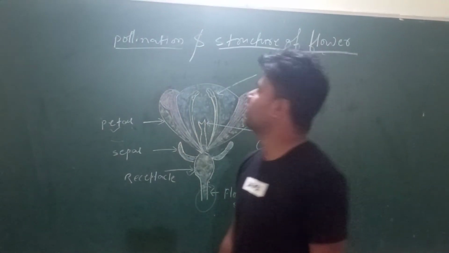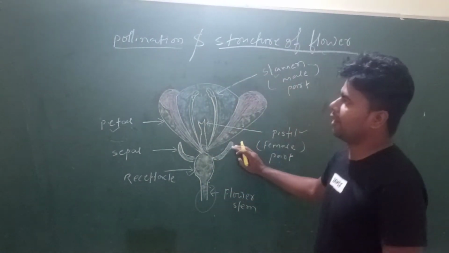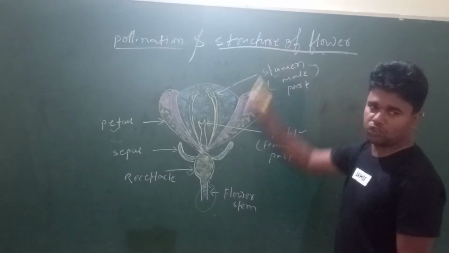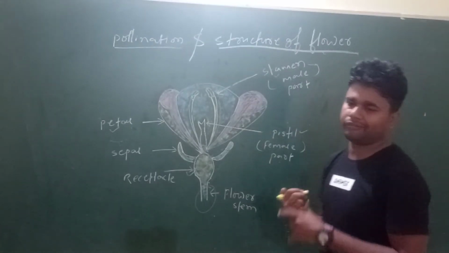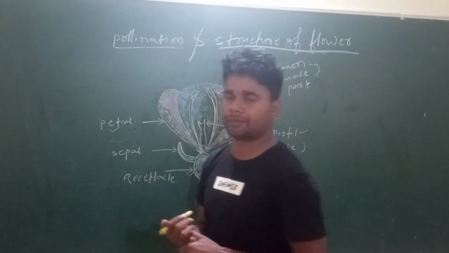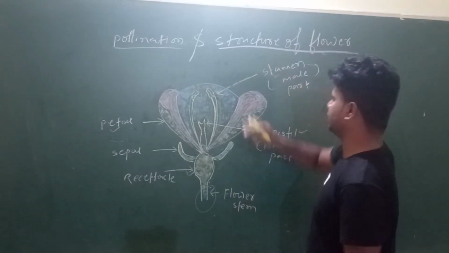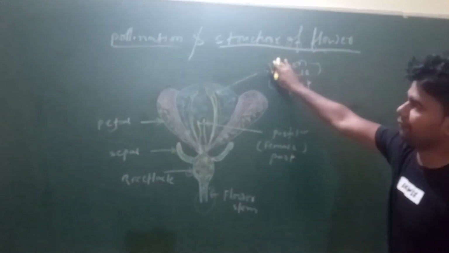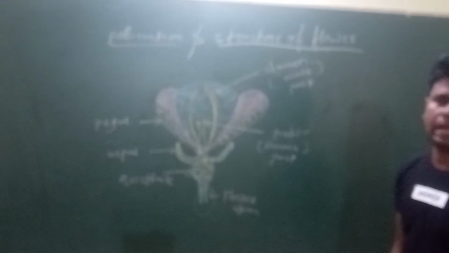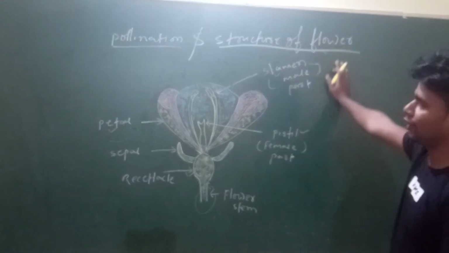Okay, today we have to discuss pollination and the structure of the flower. This is a very important topic of the biology chapter. Before discussing what pollination is, we have to discuss the structure of the flower.